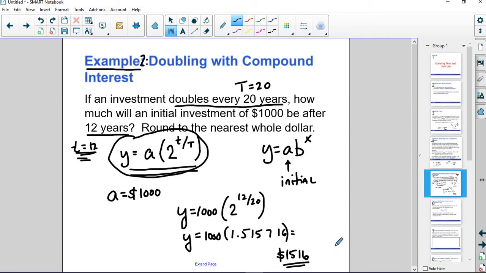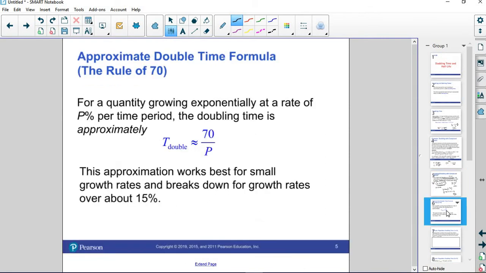Okay. All right, now the other thing that you can do on occasion with doubling time is if you're given the growth rate of an exponential increase and it's given as a percentage, then the doubling time can be approximated. It is an approximation with this formula, the rule of 70, 70 divided by P, where P is the percentage as a percent.